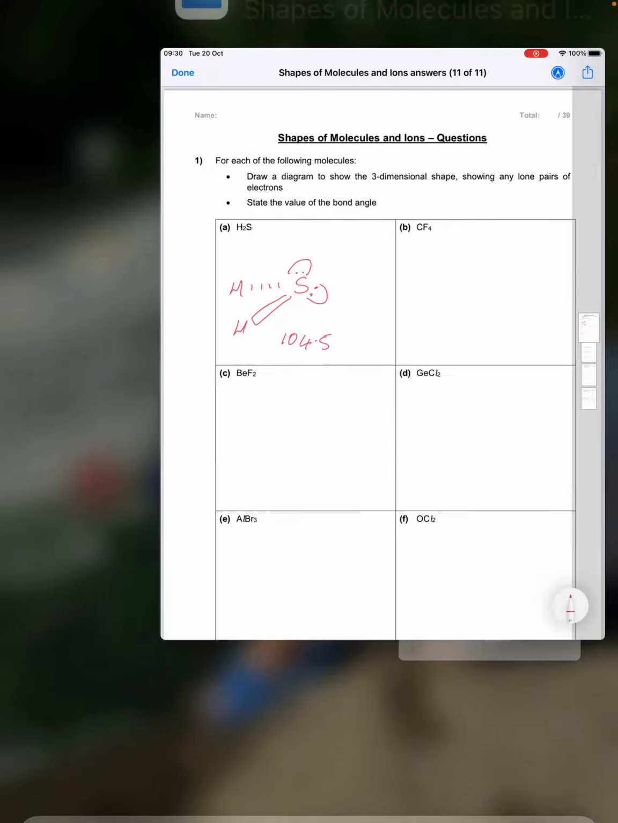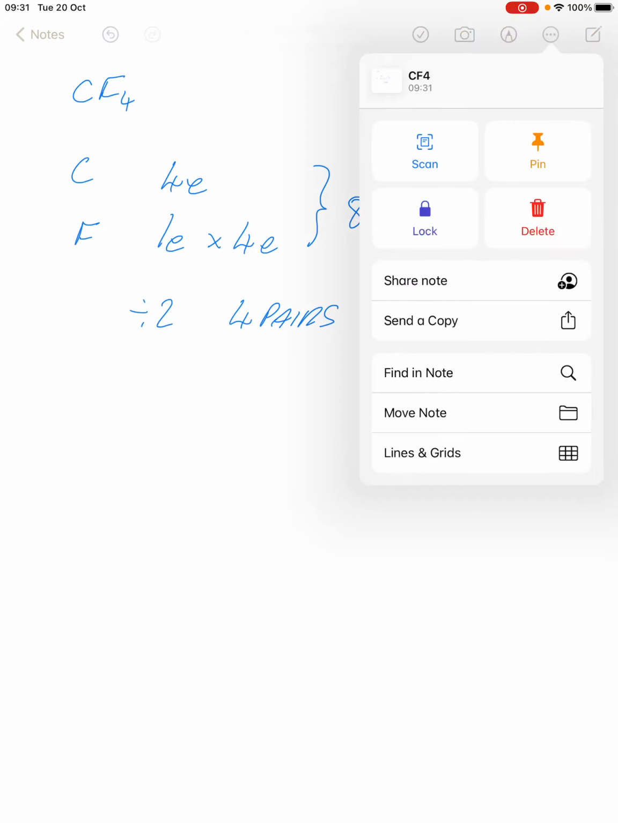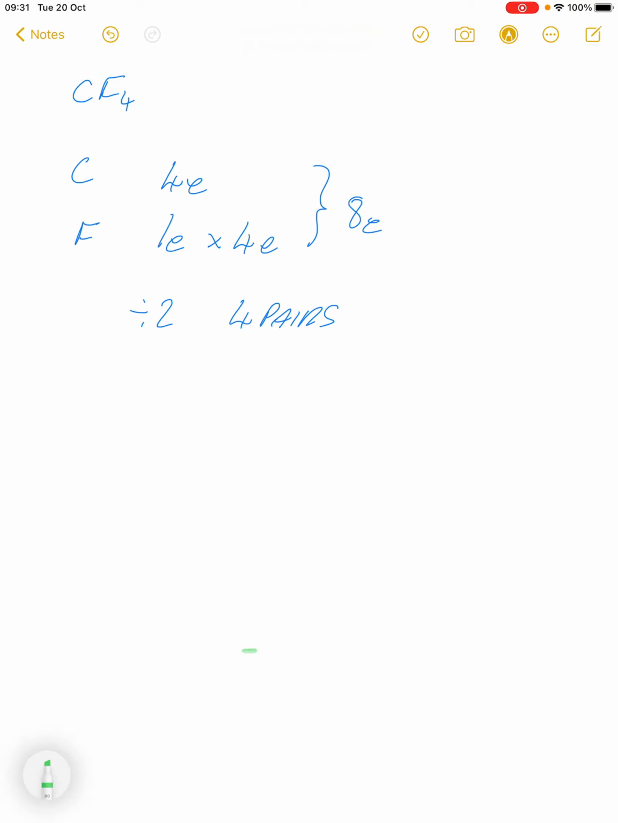Okay, CF4. So CF4, same as before. So carbon is in group 4, so it's got 4 electrons. Fluorine forms 1 covalent bond per fluorine, and there are 4 of them. So that gives me a total of 8 electrons. Divided by 2, which gives me 4 pairs. I now need to have a look at the formula, and I've got 4 that are going on there. So these 4 pairs are 4 bonding pairs of electrons, and there are no lone pairs. So that means that is going to be tetrahedral in shape.